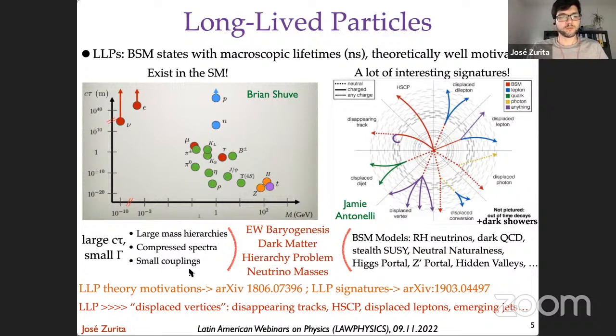Okay, so essentially, if you want to look for theory motivations and try to loop over different models and why they will give you LLP signals, I recommend this publication. And if you prefer the signature approach, I would recommend this other one. In both cases, you can find more information about these things.